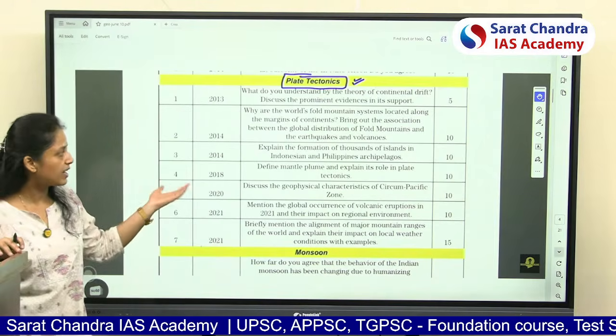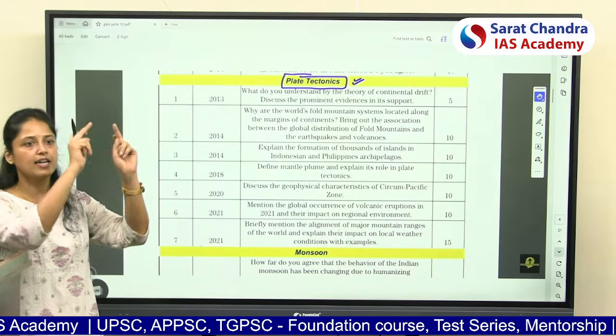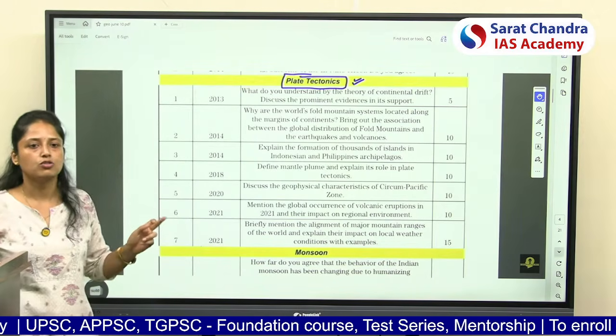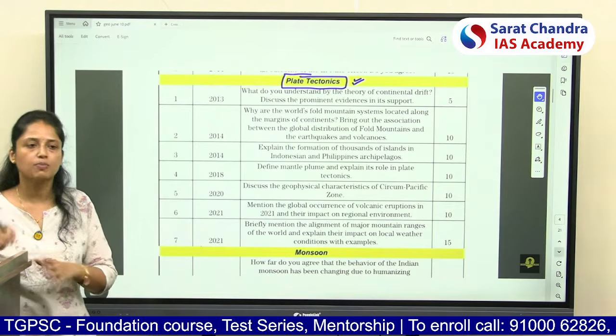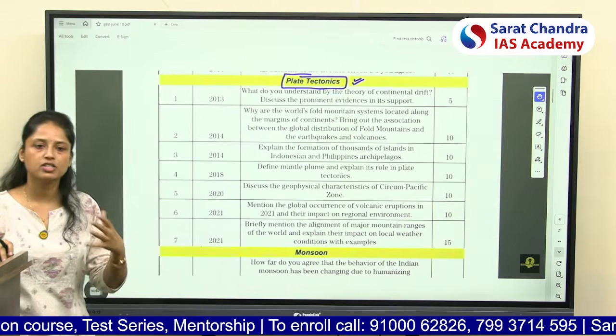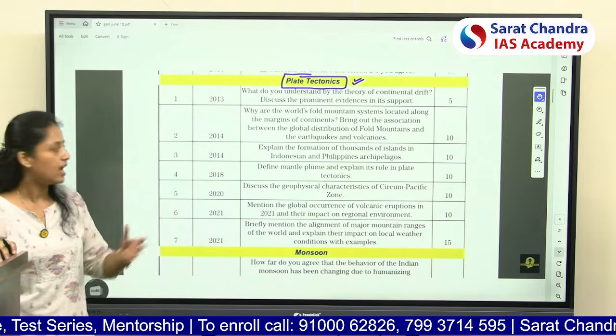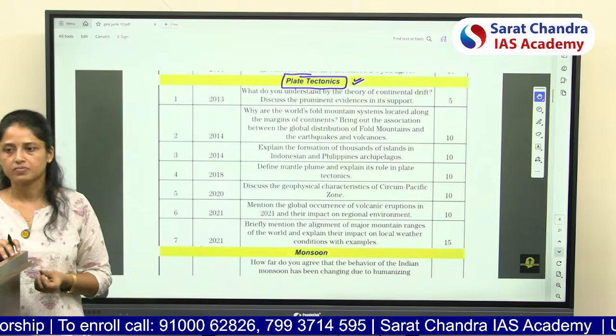So whenever you are reading about the divergent convergent plate boundaries, you must have the idea of the complete globe. So on the map, whenever you open your atlas, please look for the locations, that which locations have convergent boundaries, which locations have divergent boundaries. And circum-Pacific zone is a very favorite question of any exam.